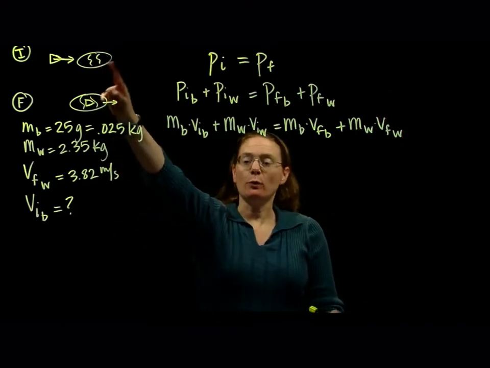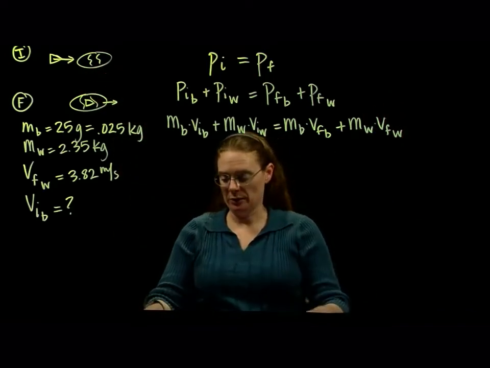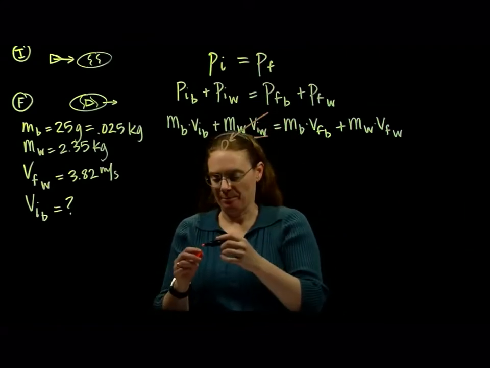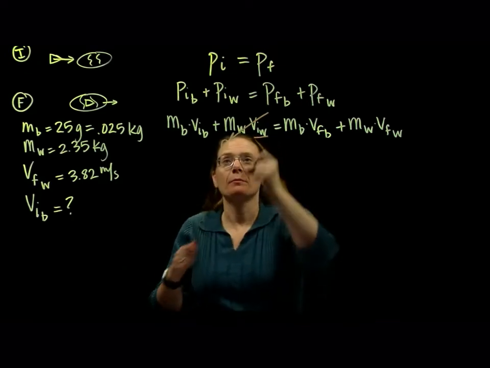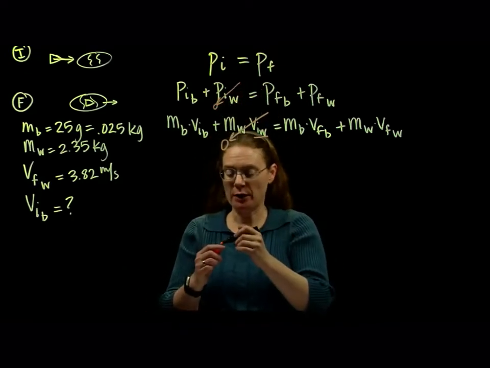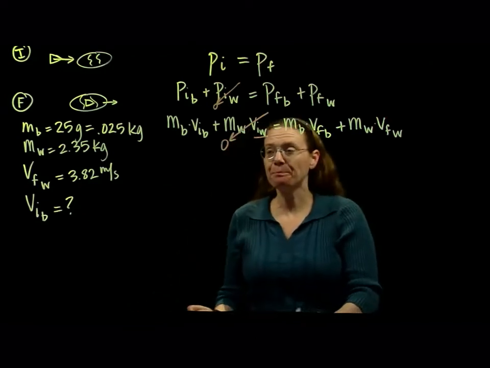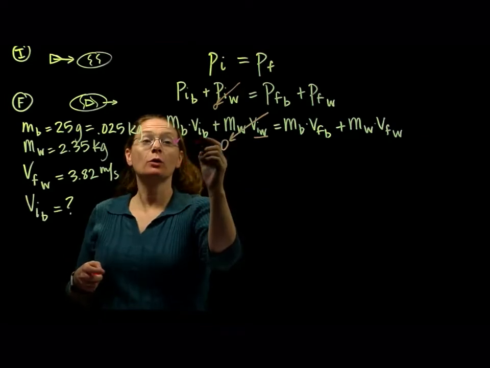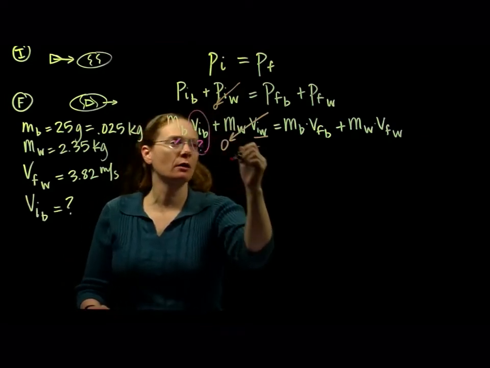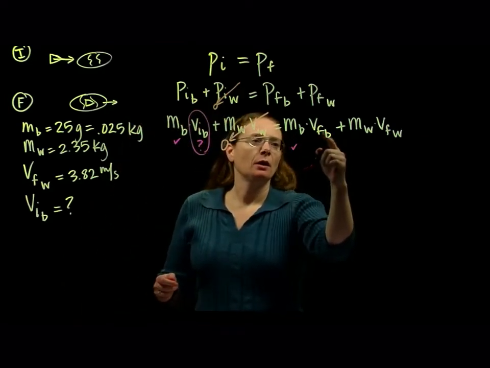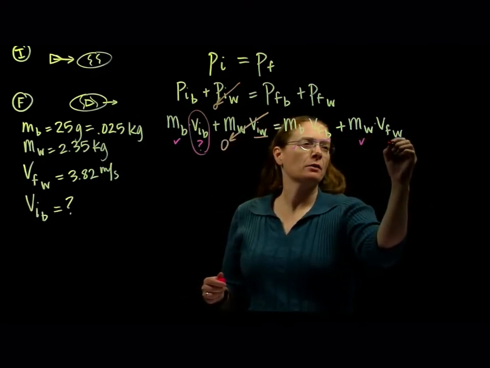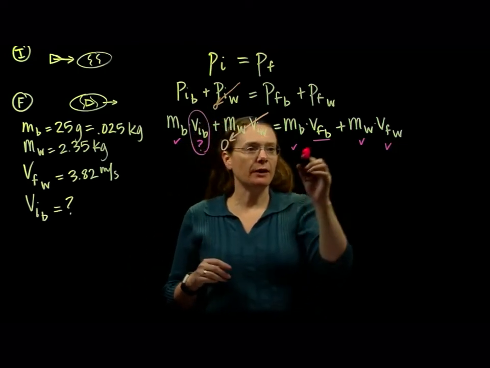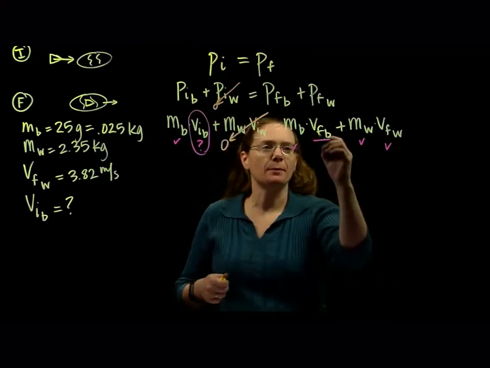The watermelon is at rest to start, which means that its velocity is 0. This whole term drops out. It does not have any momentum. It was at rest, so there is no initial momentum of the watermelon. What do we know? We know the mass of the bullet, and we're looking for this initial velocity, our question mark. We know the mass of the watermelon, and we're given the final velocity of the watermelon. So it looks like we have everything except the final velocity of the bullet.